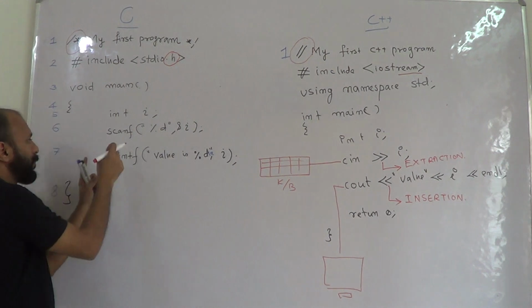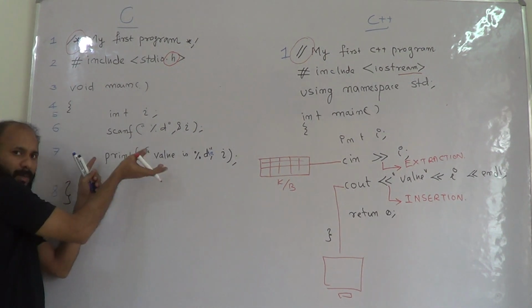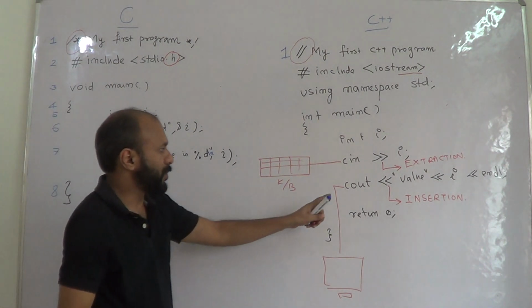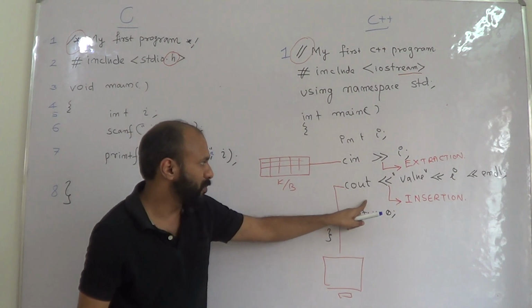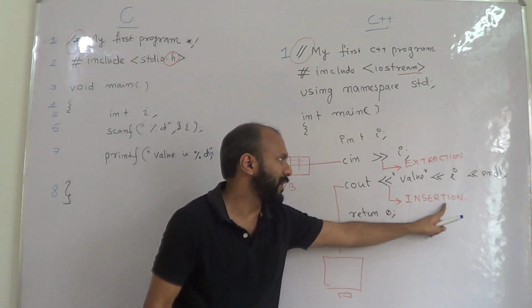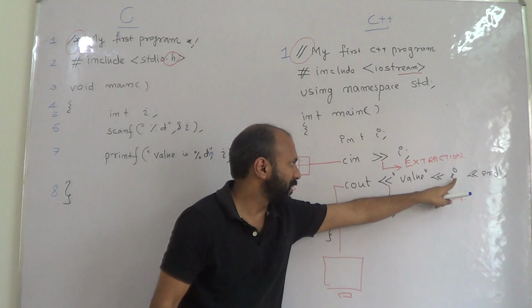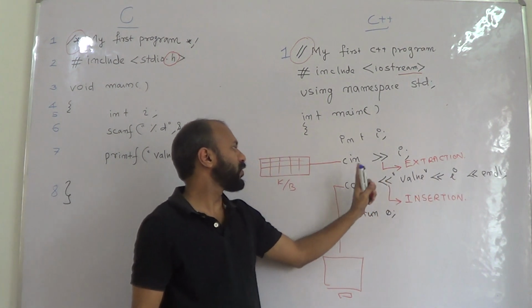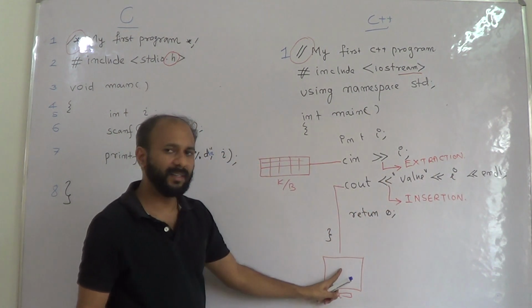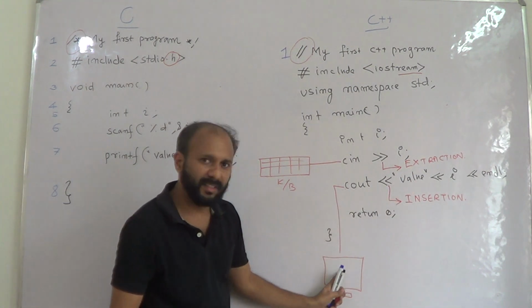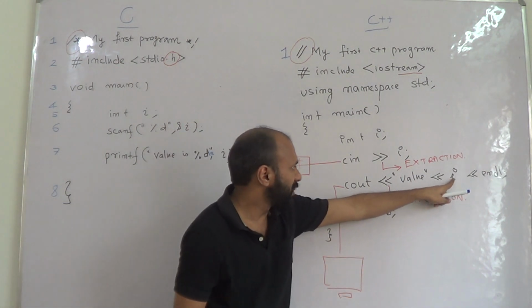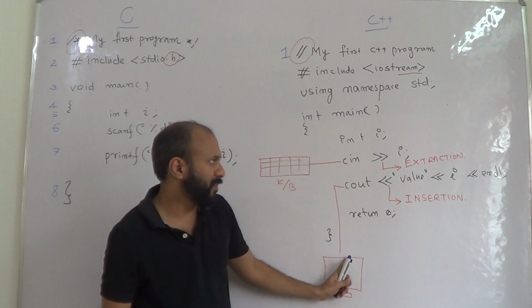Here we are using a printf function for printing something. Here instead of the printf function, we are using the cout object along with the insertion operator. Now I am simply putting this i into this cout. This value is getting displayed over the monitor. This i also is getting displayed over the monitor.